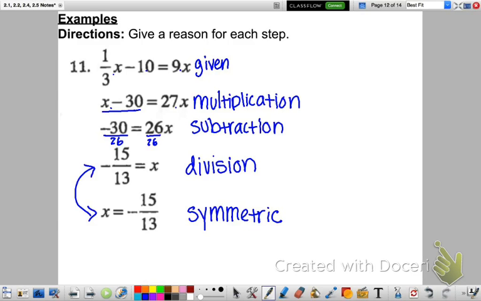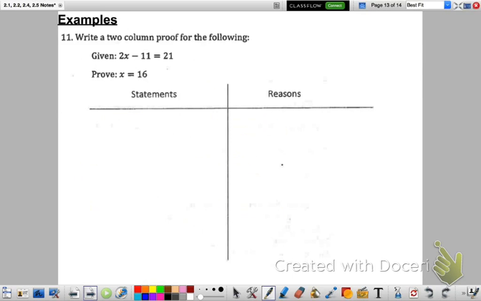Okay, so let's use this and write our own proof. Very first statement is going to be the problem. And the reason will always be given. And you have to write this. Every single time you're asked to write a 2-column proof, you have to give the problem that was given and tell us that the reason was because it was given.